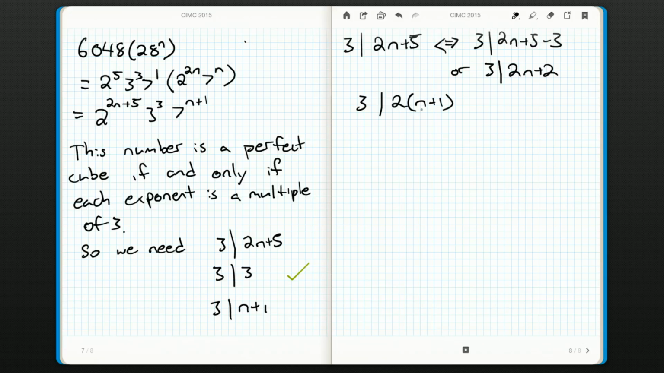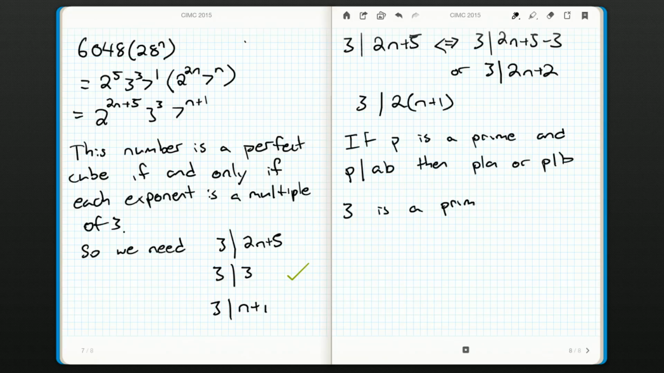okay? Now, primes have this very special property. If you're looking at a prime number P, and you know that P divides AB, then either P divides A or P divides B, sometimes both. 3 is a prime. And 3 is supposed to divide 2 times n plus 1. Okay? But we know that 3 doesn't divide 2. So therefore, 3 divides n plus 1. Okay.